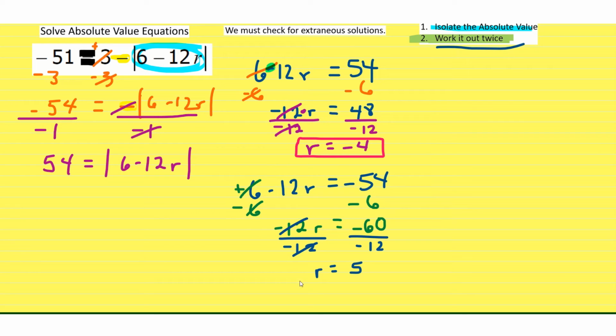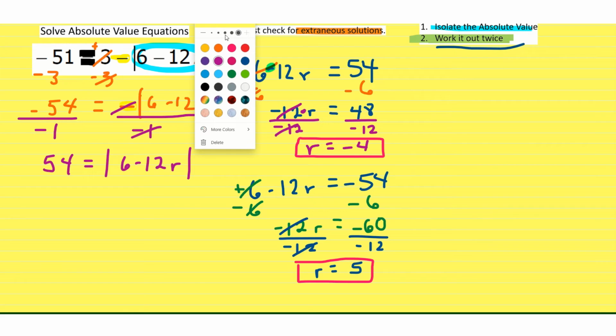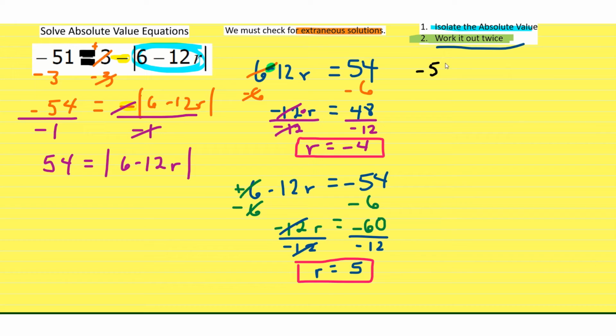I am now going to test both of my potential answers to see if they are actually valid. This is how we test to see if we have extraneous solutions. Okay, so I'm going to plug this back into my original equation. My original equation said negative 51 was equal to 3 minus the absolute value of 6 minus 12 times r. Well, the first one says r is equal to negative 4, so that's where I'm going to put my negative 4 and then close my absolute value sign.